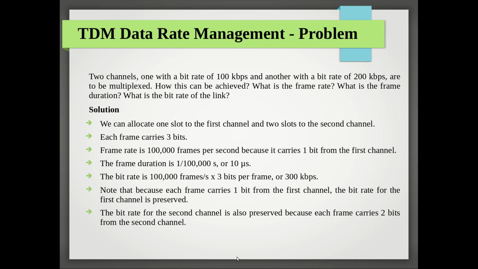Now you have to note down that because each frame is containing 1 bit from the first channel, the bit rate of the first channel is preserved: the first channel bit rate is 100 kilobits per second, and we made our frame rate also 100 kilo frames per second. Now what about the bit rate of the second channel? That is also preserved, because each frame is containing 2 bits from the second channel, so 100 kilo frames per second into 2 bits per frame, so we are preserving the 200 kilobits per second data rate of the second channel also. So that is about the data rate management.